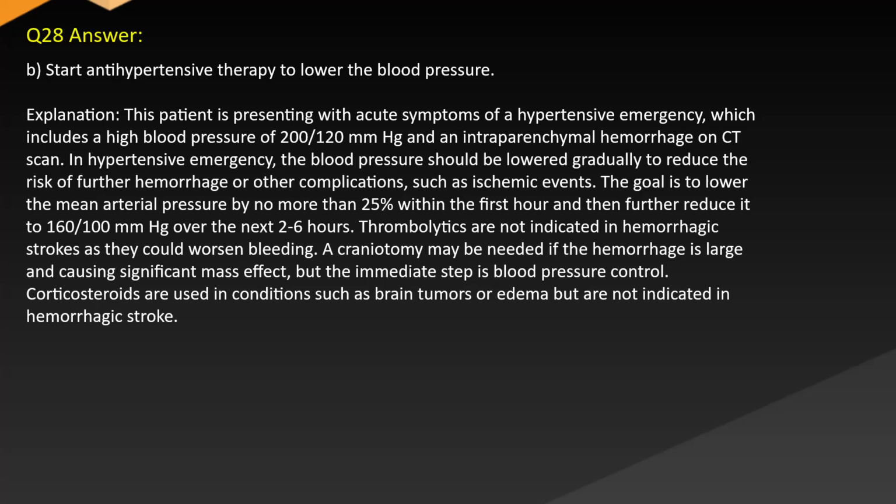Thrombolytics are not indicated in hemorrhagic strokes as they could worsen bleeding. A craniotomy may be needed if the hemorrhage is large and causing significant mass effect, but the immediate step is blood pressure control. Corticosteroids are used in conditions such as brain tumors or edema but are not indicated in hemorrhagic stroke.